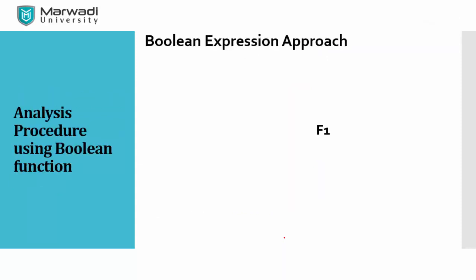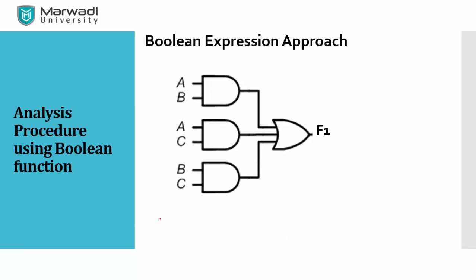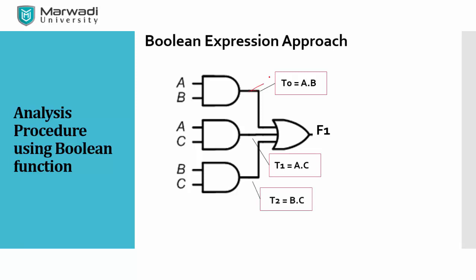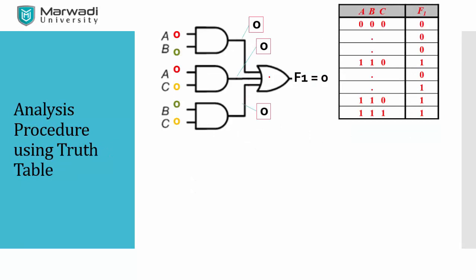Let's go to the first approach. You can design a boolean expression with the analyze approach. We are given a combinational circuit with certain inputs and a function F1. If you look over here, this is nothing but an AND gate, so the function of the AND gate should be a dot b. The second gate gives a dot c, and the third gate gives b dot c. When you combine them together, they make the function F1, that is a dot b plus b dot c plus c dot a.